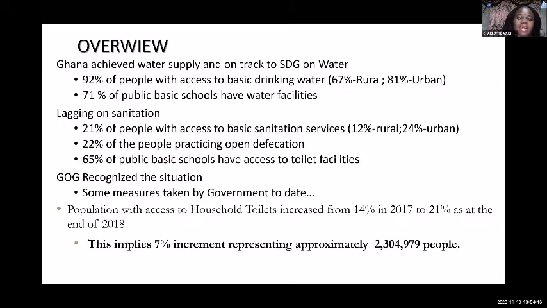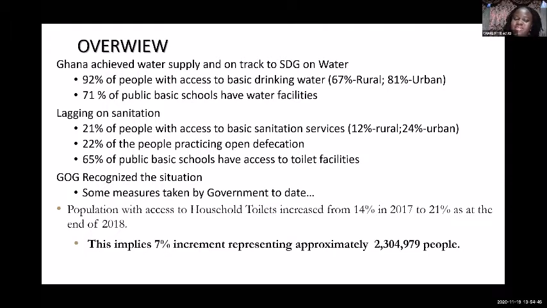So Ghana achieved our water supply target for the MDGs, but when we moved to the SDGs, we realized that we have about 92% of the people having access to basic drinking water. So we have like 67% rural and 81% urban. Then when we come to our basic schools, in terms of water supply, we have about 71%.